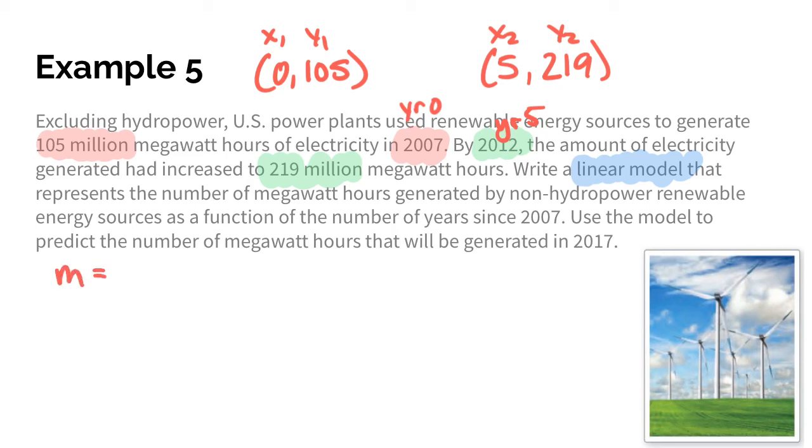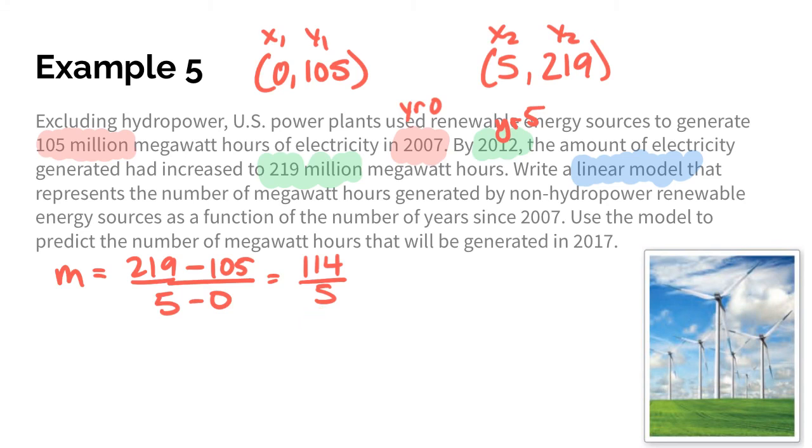To find the slope, I'm going to take 219 minus 105, which are my y values, and my x values would be 5 minus 0. And I'm going to simplify those out, and I get 114 over 5. That means 114 million megawatt hours in 5 years, and that's how much it's gained.